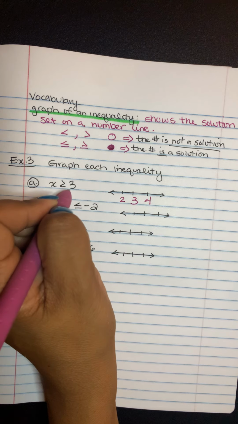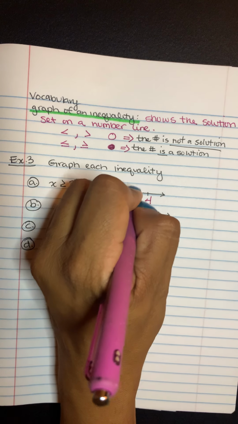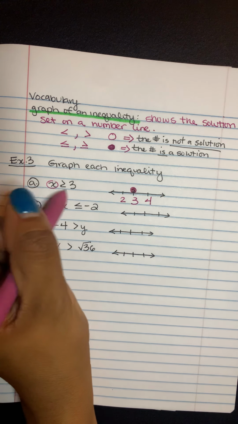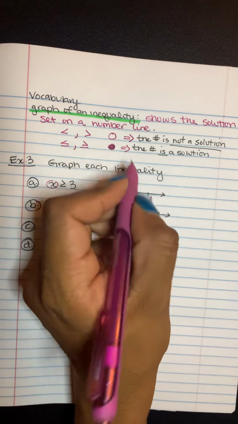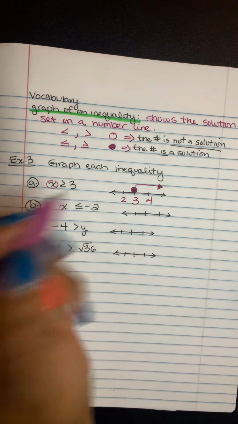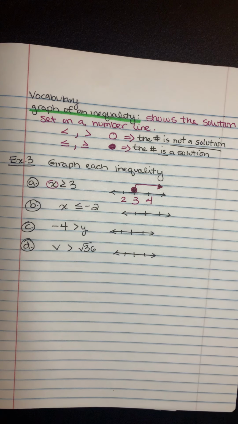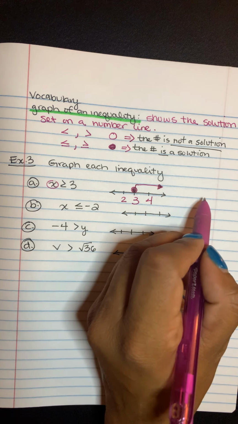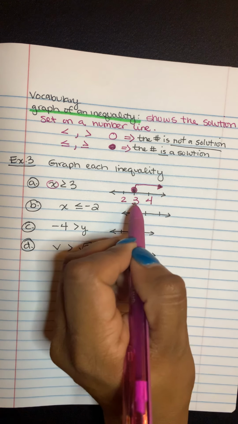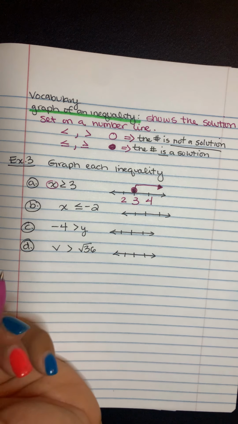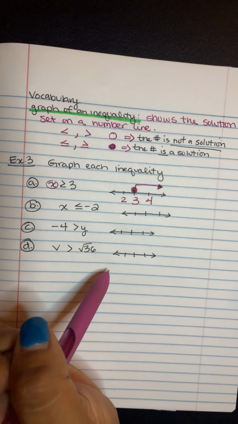So x is greater than or equal to 3. That means that we are going to use a closed dot above the 3. Now they're saying all real numbers are greater than or equal to 3. So all the numbers that are larger than or equal to 3, that's the direction that you want to draw your arrow. So what numbers are greater than or equal to 3? We know 4, we know 5, we know 10, we know 100. All the numbers to the right of 3 are larger than 3. Okay? All right, let's go ahead and look at B.